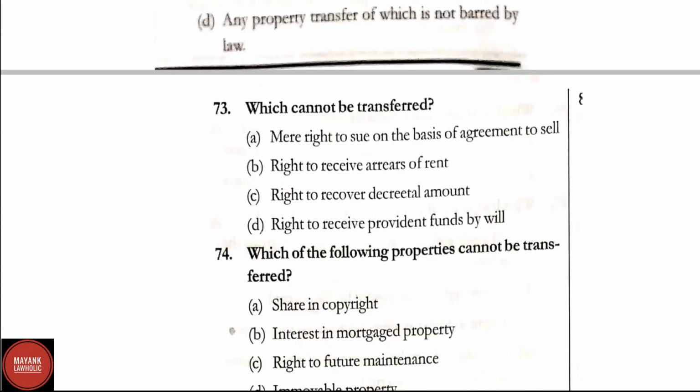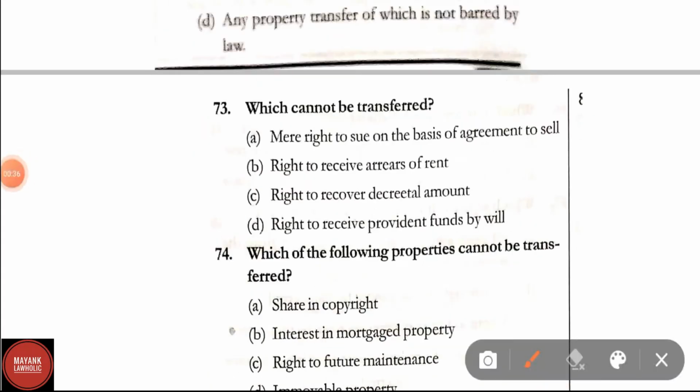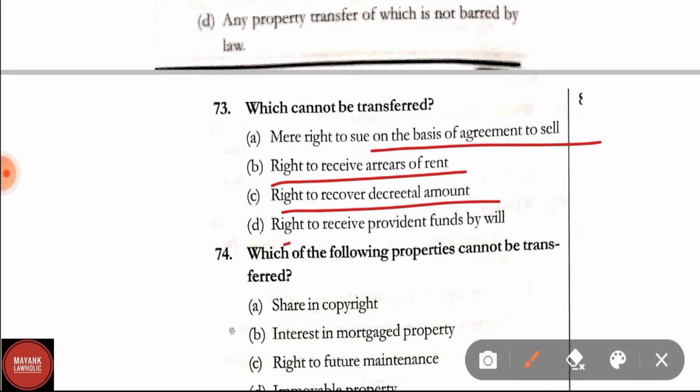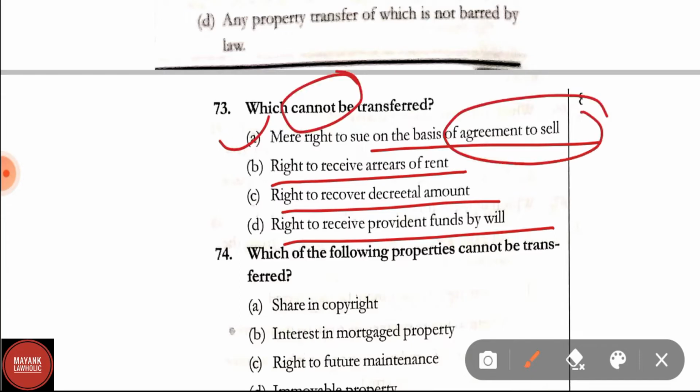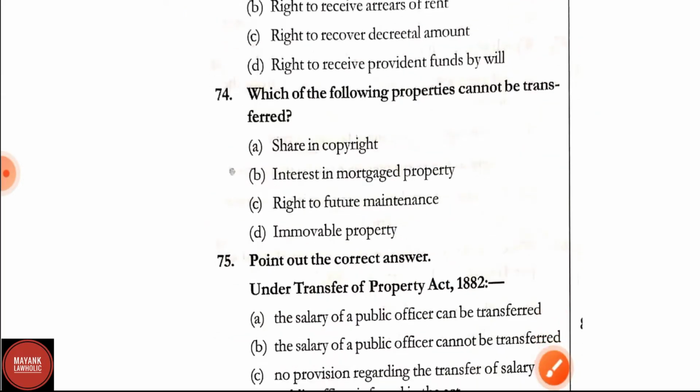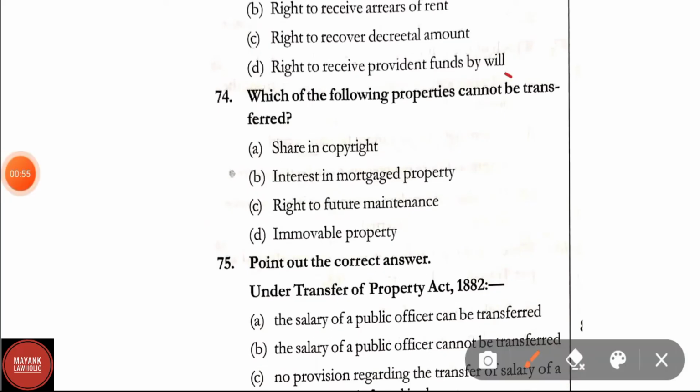Question number 73. Which cannot be transferred? Mere right to sue on the basis of agreement to sell, right to receive arrears of rent, right to recover damages, right to receive provident funds by will. Here correct answer is option A, that is mere right to sue on the basis of agreement to sell cannot be transferred. Question number 74. Which of the following properties cannot be transferred? Share in copyright, interest in mortgage property, right to future maintenance, immovable property.